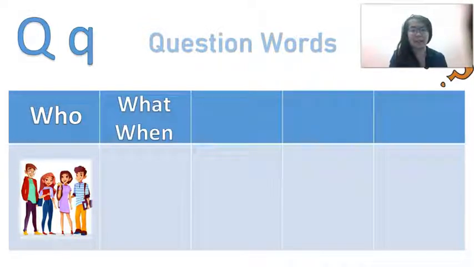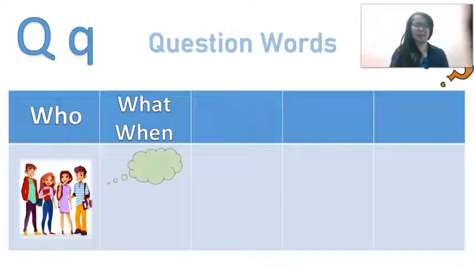What and when? Other question words. What is that? When is class? What is that over there? What time is class? So what and when? They both ask for information.